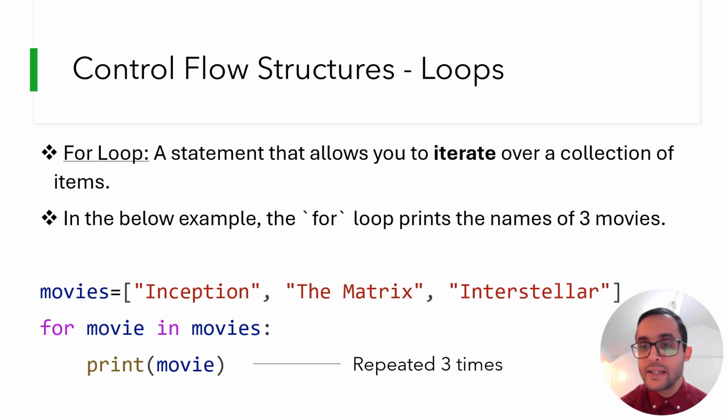The second line says for movie in movies. The third line says print movie. In this example, the for loop goes through each movie in the movies list and displays its name. This is useful when you want to process each item or to process items in a sequence.